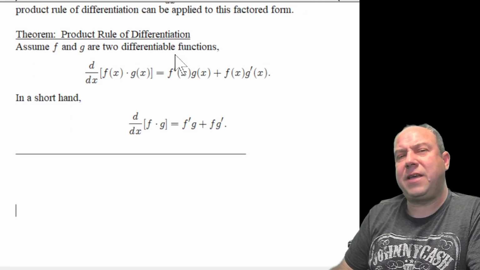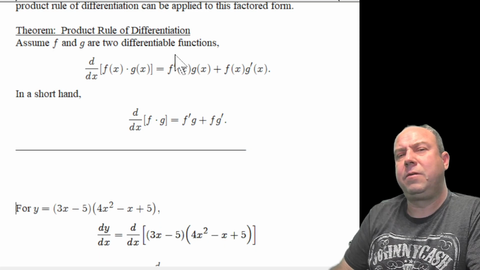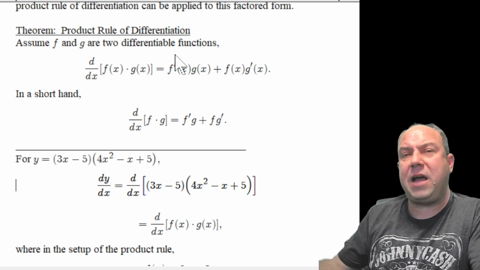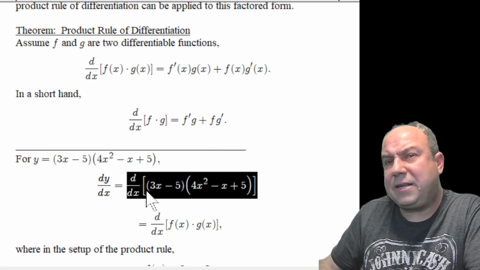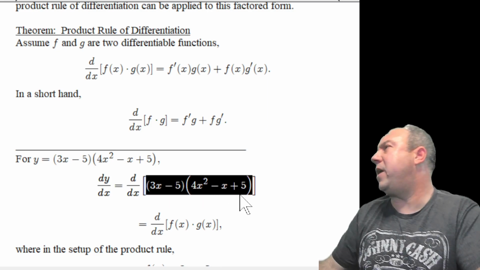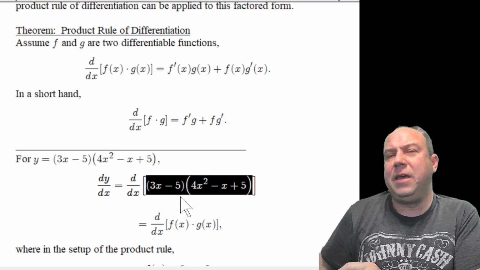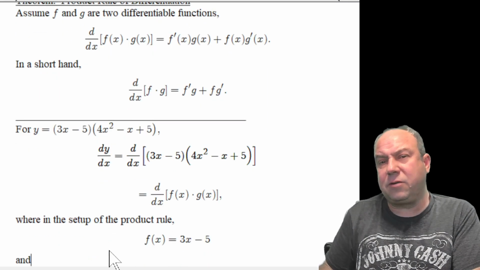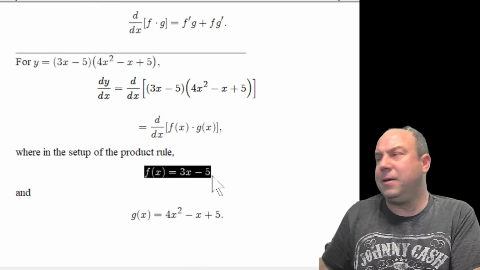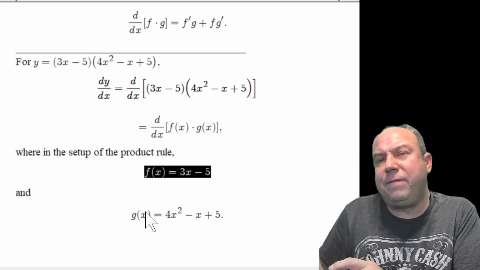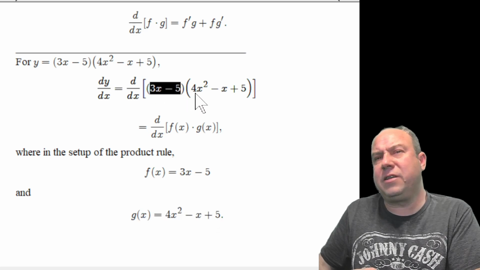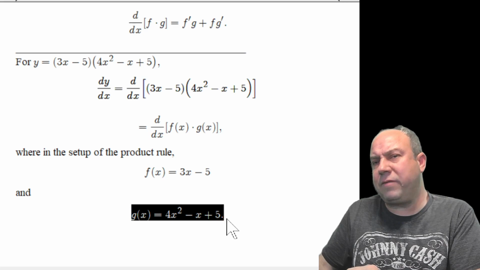Let's set this up. I do set that up down below here. For y equals the product of these two functions, the linear with the quadratic, dy dx, the derivative of y with respect to x, is the derivative with respect to x for the product of 3x minus 5 with 4x squared minus x plus 5. It can be thought of as the derivative with respect to x for f of x times g of x. In this setup of the product rule, we are defining f and g to be the functions 3x minus 5 and 4x squared minus x plus 5, respectively. We're going to think of this as being f and this being g. Now from the setup, I'm going to need the derivative of f, and I'm going to need the derivative of g.